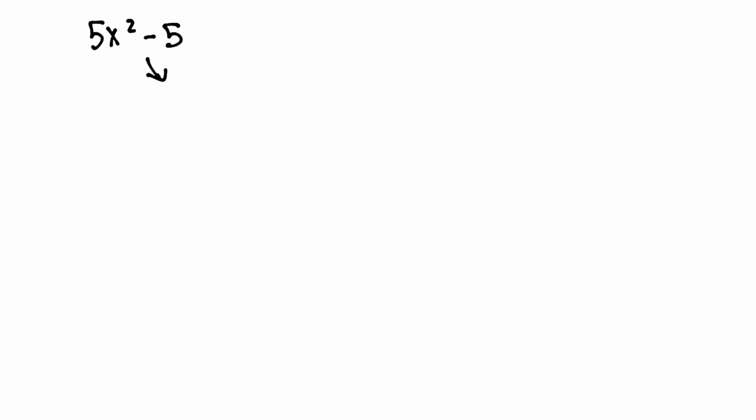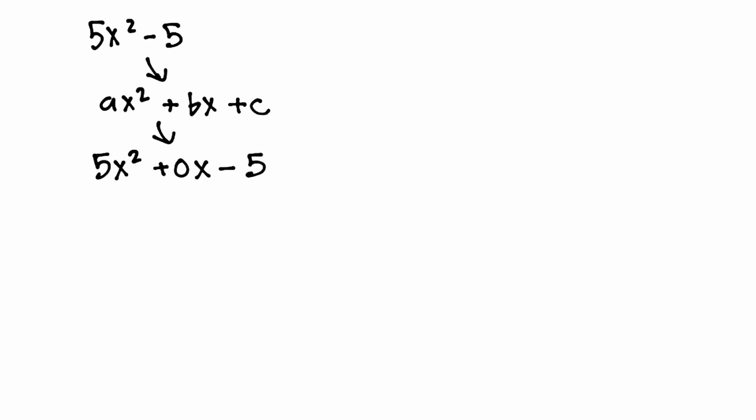So for this next problem, it's a little tricky because we're missing a term. The general form of the quadratic is ax squared plus bx plus c. So what we'll want to do first is add the x term. We can write it as 0x because that's the same thing as 0, and then our minus 5. This can help us identify what a, b, and c are. So a is 5, b here is 0, and c is -5.